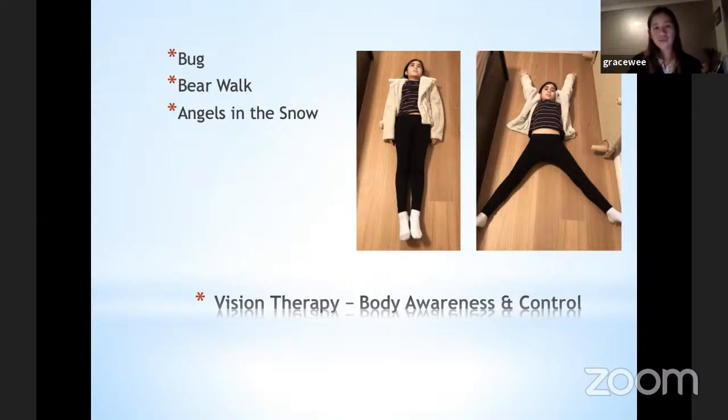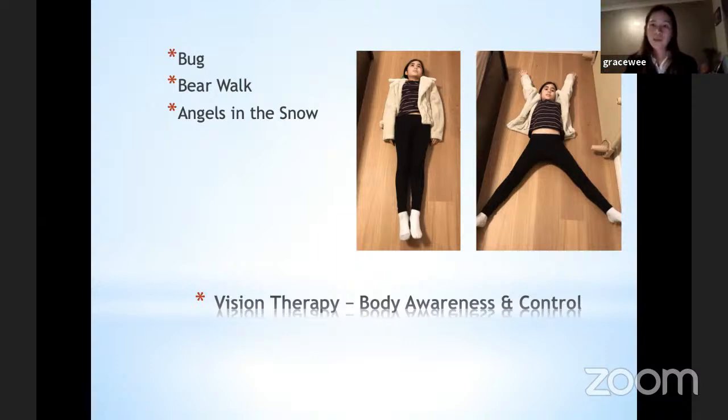Angels in the snow, okay? So I've got a couple of pictures here. Angels in the snow, if you can imagine you're in the snow, and you're lying on your back in the snow and you're making an angel. So their primary position when they start is when their arms are by the side and the legs are stretched out like that. And when they make an angel, the secondary position is when the arms are raised up above their heads and the legs are separated.